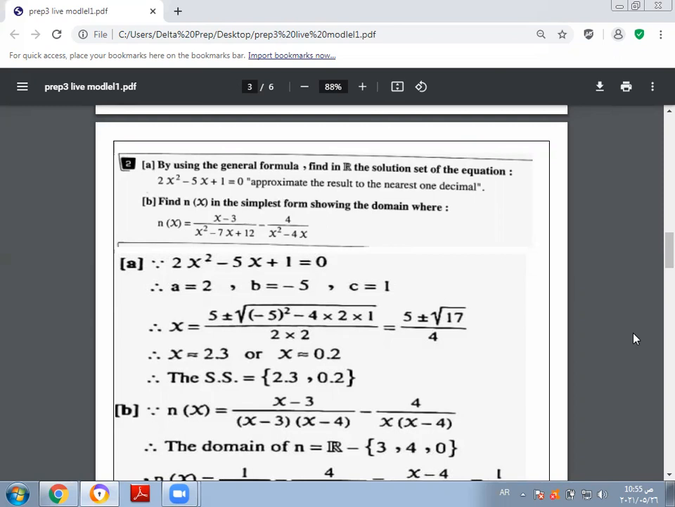First we solve question number 1, letter A. Letter A, 2x power 2 minus 5x plus 1 equals 0. We want to use the general formula to find the result.